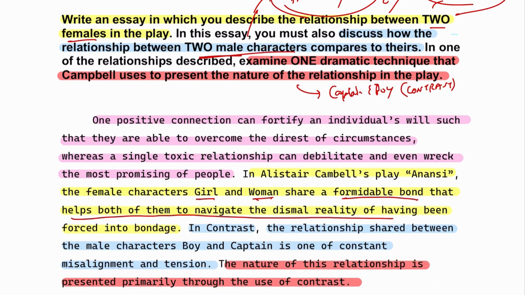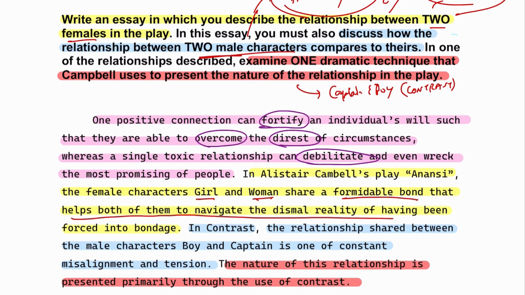Usually that's my introduction. Now as we go, I'd like to point out some perhaps interesting vocabulary that we see along the way, words that you might be able to inject into your own essays, words that I think would reflect well on your vocabulary level. So here I would say fortify is a nice word. Yeah, fortify. Overcome might be a nice word. Debilitate. Wreck. Maybe wreck is not so exciting.